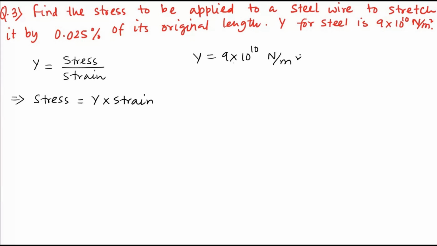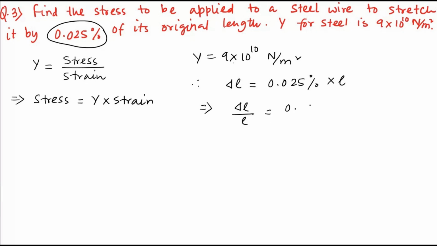And now we have to calculate the value of strain. Now here it is mentioned to stretch it by 0.025% of its original length. That means change in length, which is delta L, is equal to 0.025% of its original length. And here I am assuming that the original length is L. That means delta L upon L is equal to 0.025%, which is 0.025 divided by 100. And we know that delta L upon L means strain.